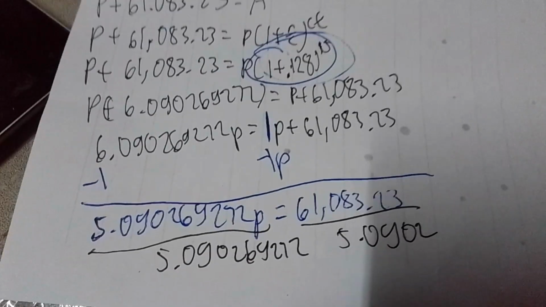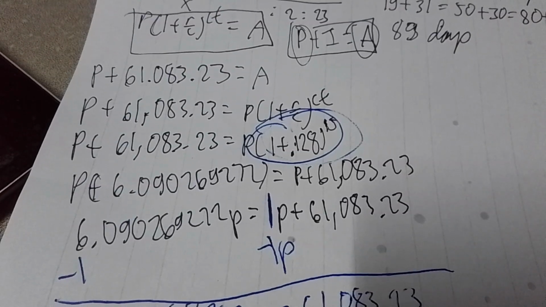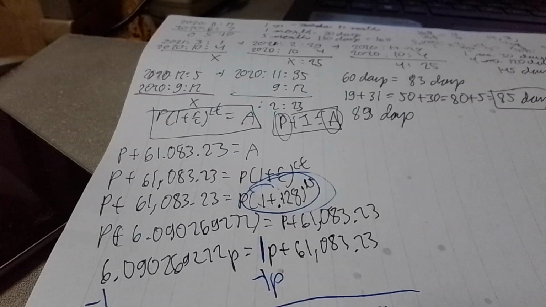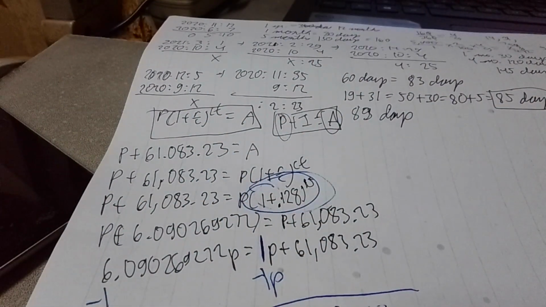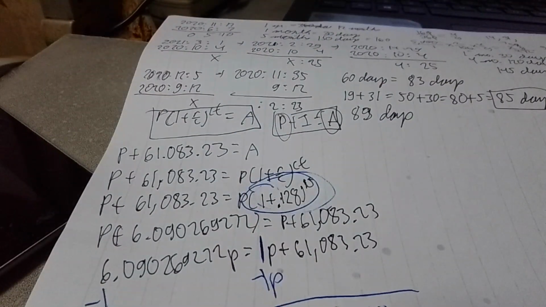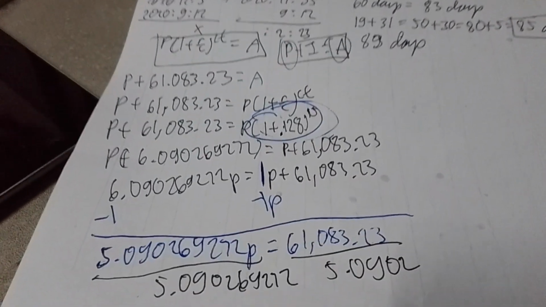And then from there, the last step is to solve for P. How do we solve for P? Remember what I told you earlier, P times this 6.09269272 is equivalent to P plus 61,083.23 pesos. So, what I did here is I shifted the 1P to the other side. There's a P here, and there's a P in that number at the end. I brought the P to one side. How did I do that? Remember, the P here is 1. How many P's are on the other side? Only one. So I bring it to the other side, and then I combine like terms. So, we're supposed to get 5.09P, and that leaves P all by itself.